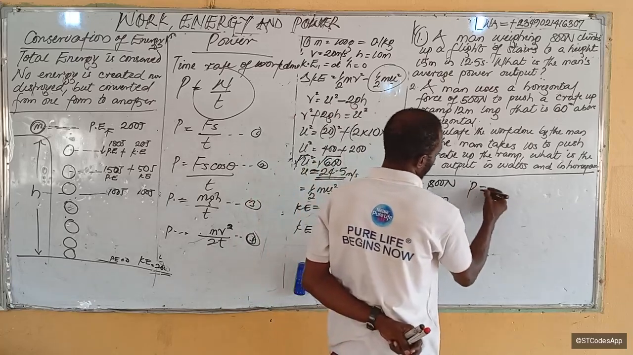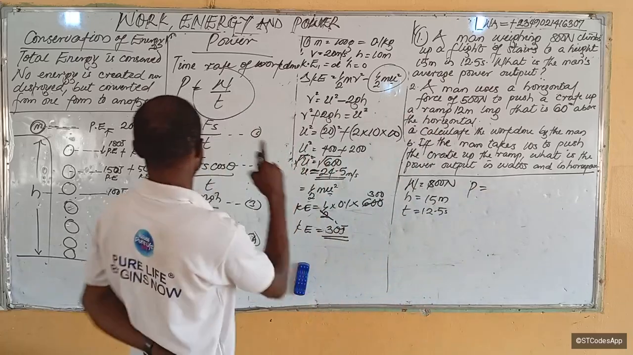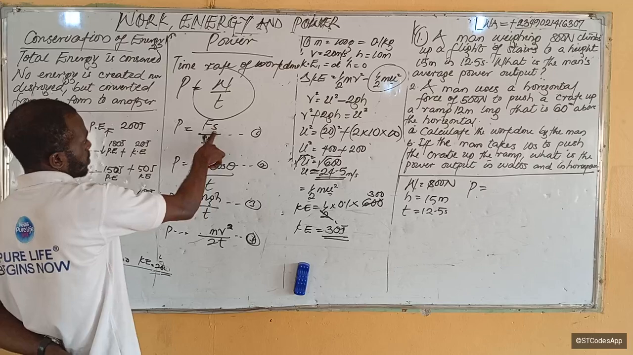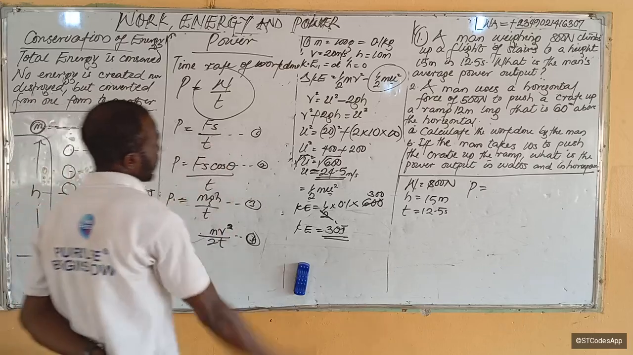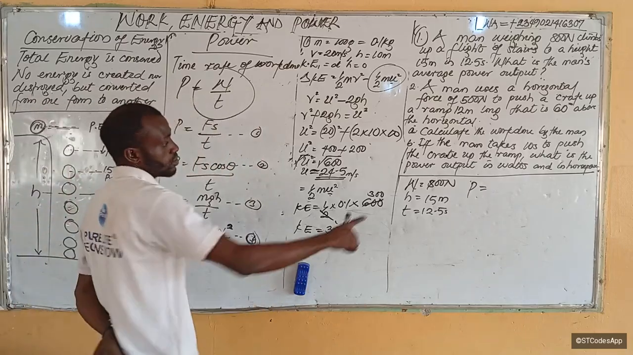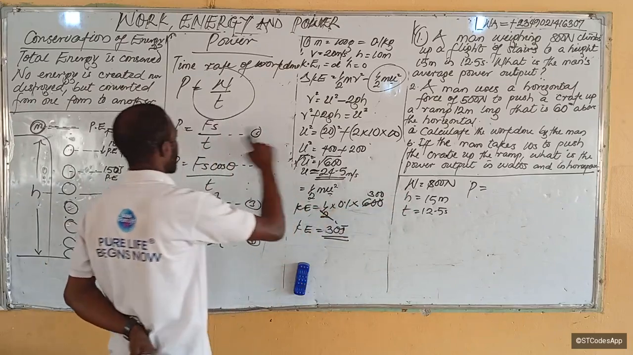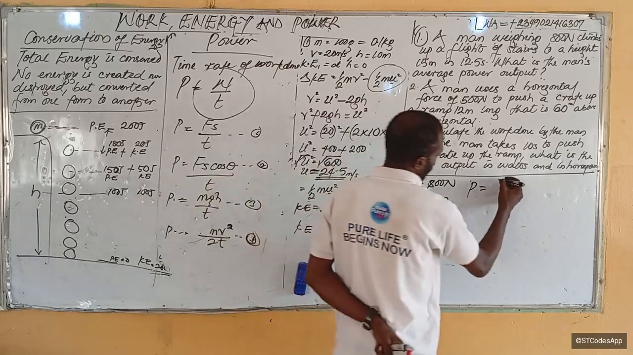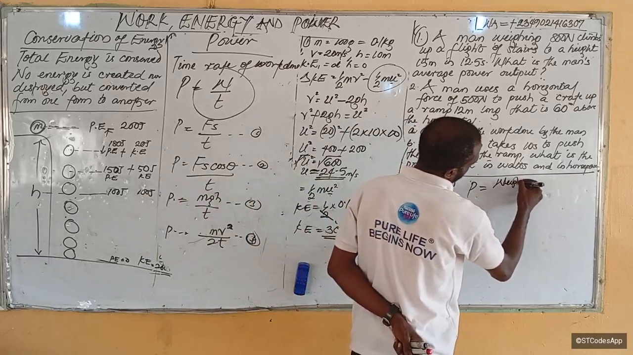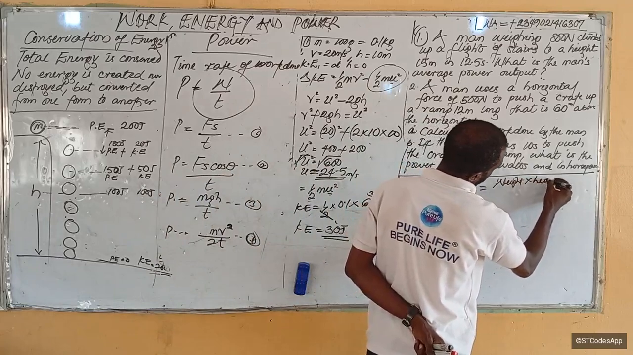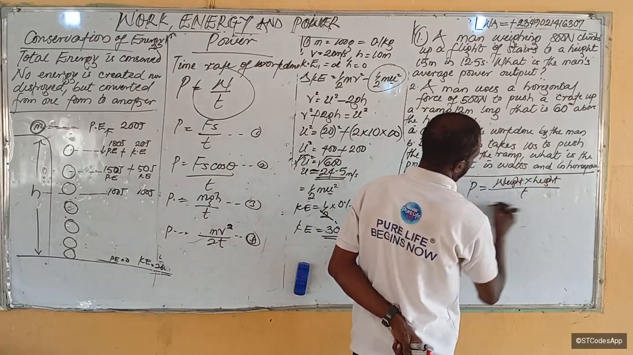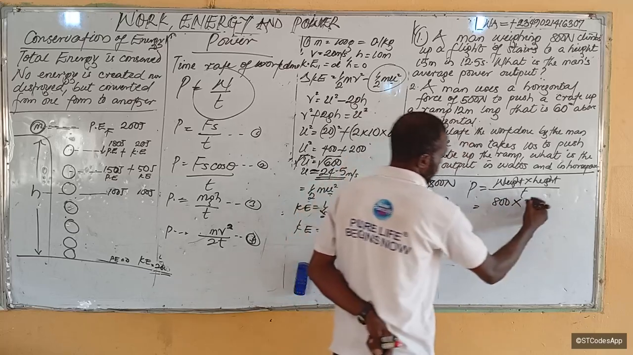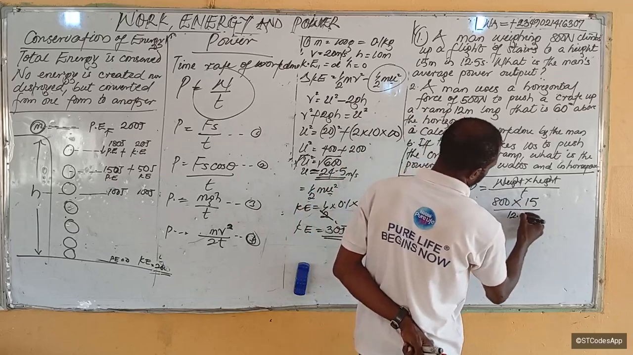So what is the formula for power in this case? Power is going to be force times height divided by time. This W is not work, it's weight, okay? That will be force times height divided by time. So that will be weight times height over t. So that becomes, what's the weight? 800 times the height, 15 divided by 12.5.